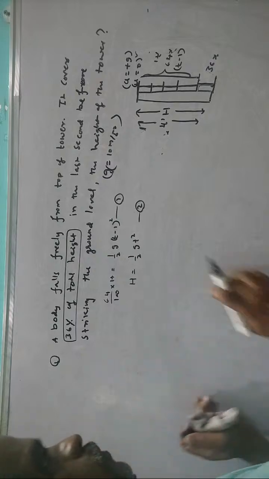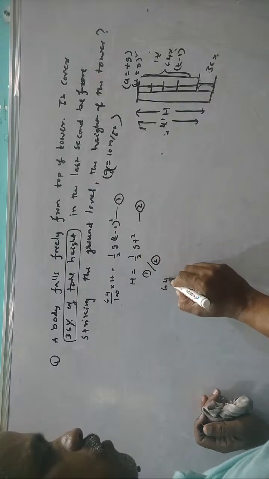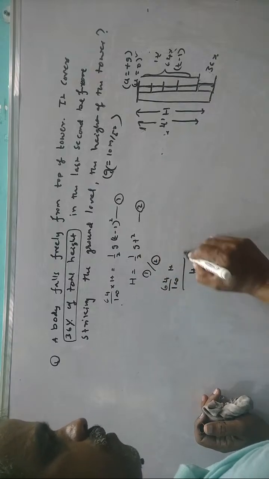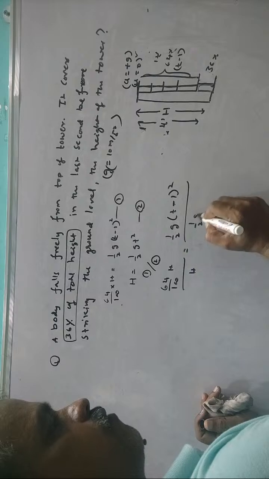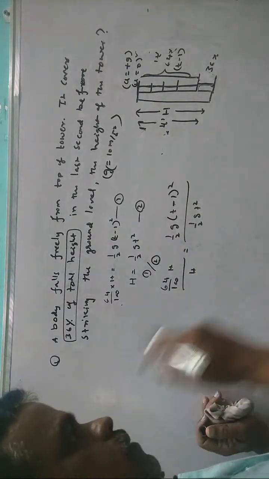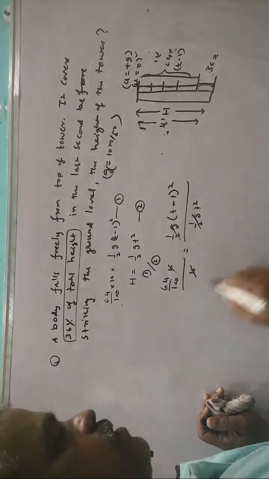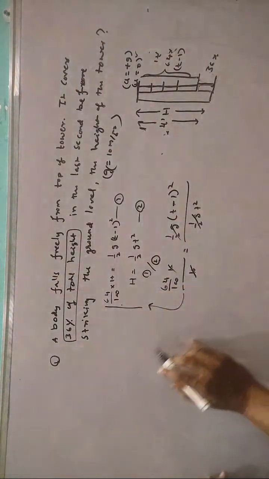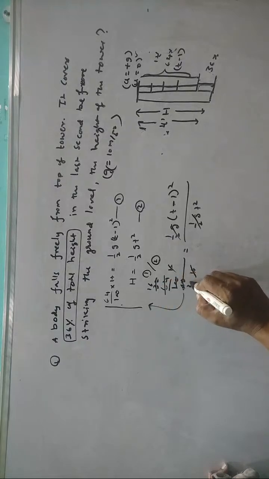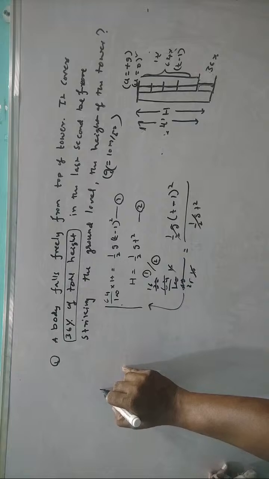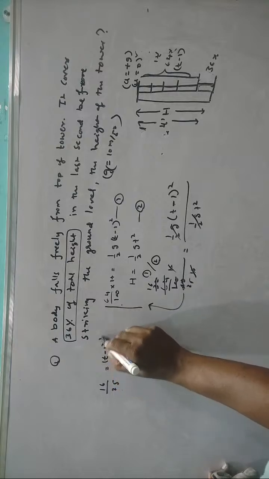Just take equation 1 by equation 2. So 64 by 100 into h by h equal to half g t minus 1 whole square by half g t square. Just h, h will cancel, half g cancel. What will you get? 64 by 100 is 16 by 25, equal to t minus 1 whole square by t square.